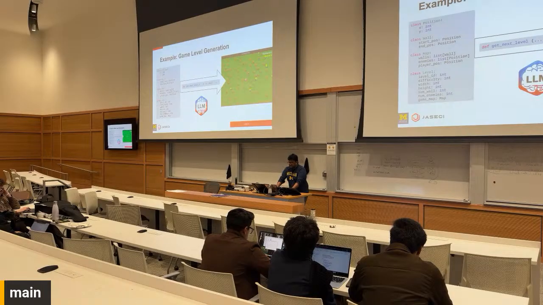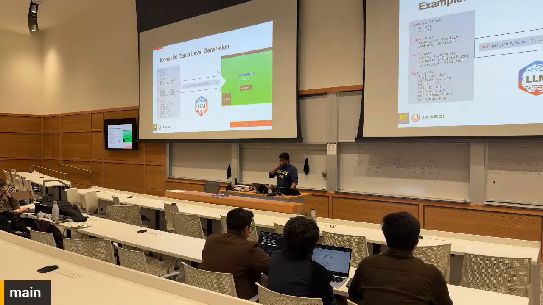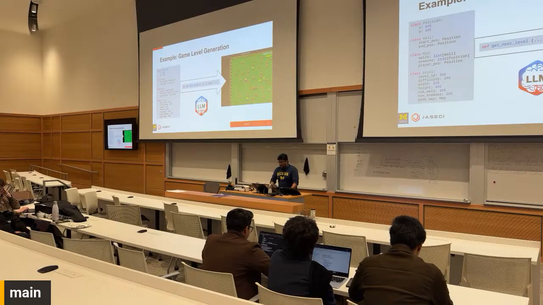So let's say you have a bunch of types, and then you want the next level to be generated by the LLM. That means it will define where the position of the player is, where the enemies are, where all the walls are. How can we use an LLM to generate that?